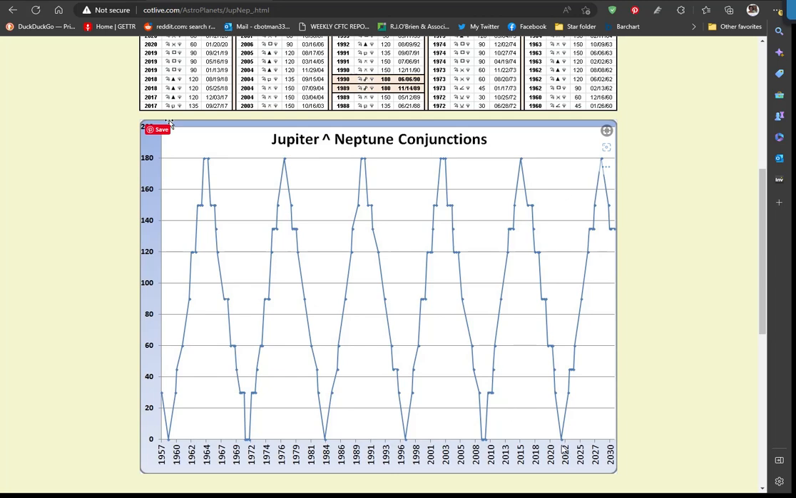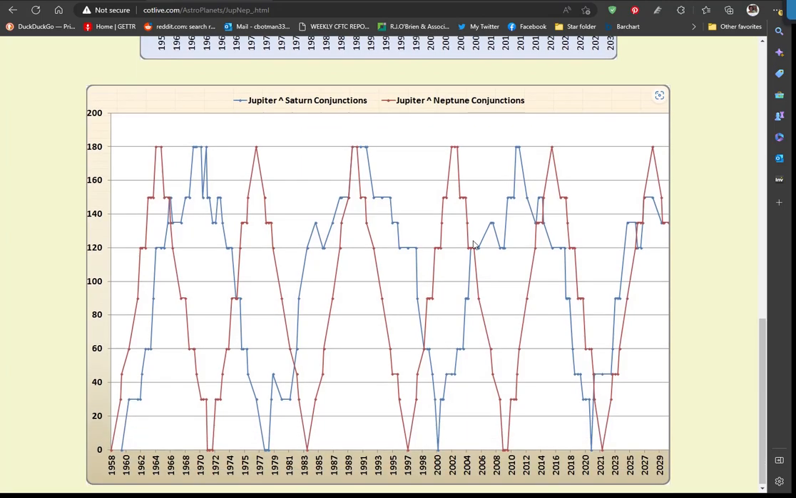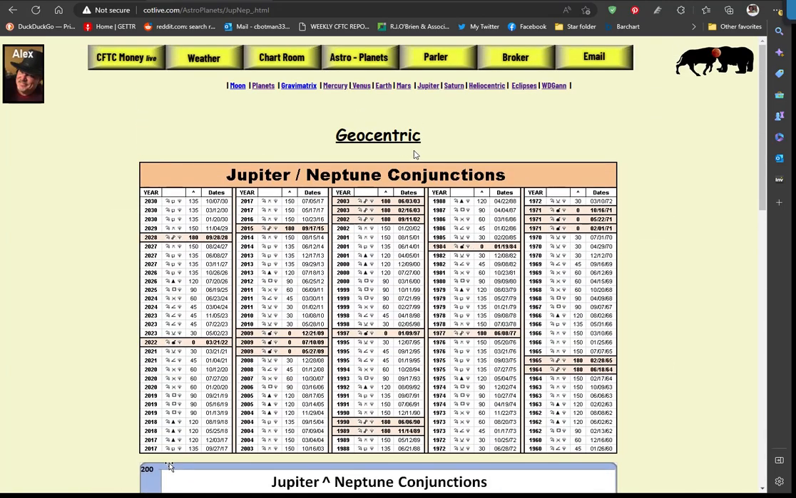This basically we're going to be plotting this cycle out onto the Gann squaring calculator.